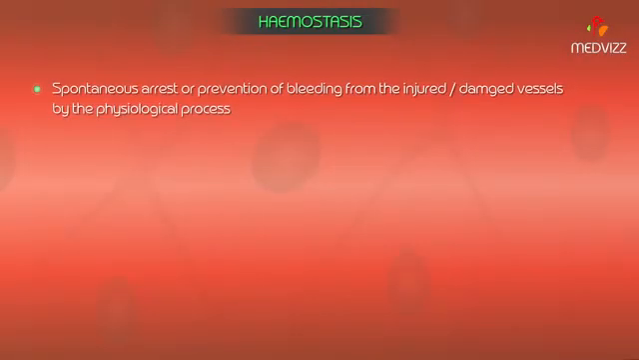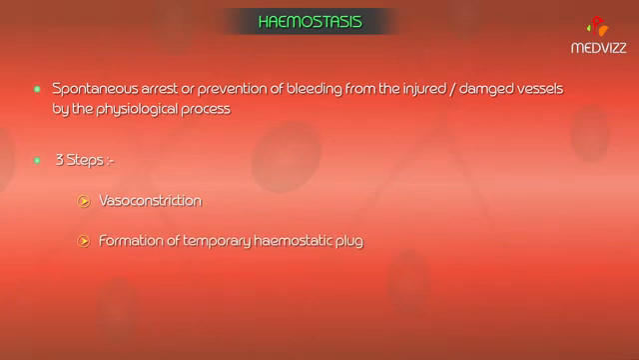Hemostasis. Hemostasis refers to the spontaneous arrest or prevention of bleeding from the injured or damaged vessels by the physiological process. It involves three main steps: vasoconstriction, formation of temporary hemostatic plug, and formation of definitive hemostatic clot.